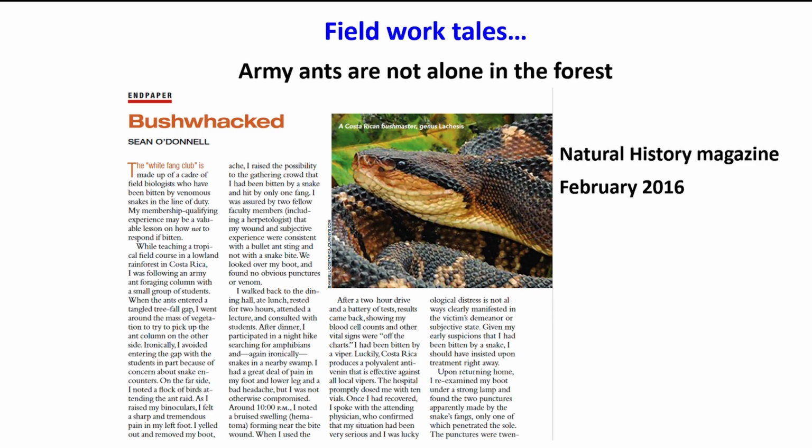While we were collecting the data for this project, I learned an important lesson: army ants are not alone in the forest. While I was out with students on a field course studying army ants, I was bitten from behind by a viper at a field station through what might nicely be called a series of unfortunate events. I wasn't treated for this bite for over 12 hours and was in pretty dire medical condition by the time I was given 10 vials of antivenom intravenously that probably saved my life. You can read about this episode in the February 2016 issue of Natural History magazine.